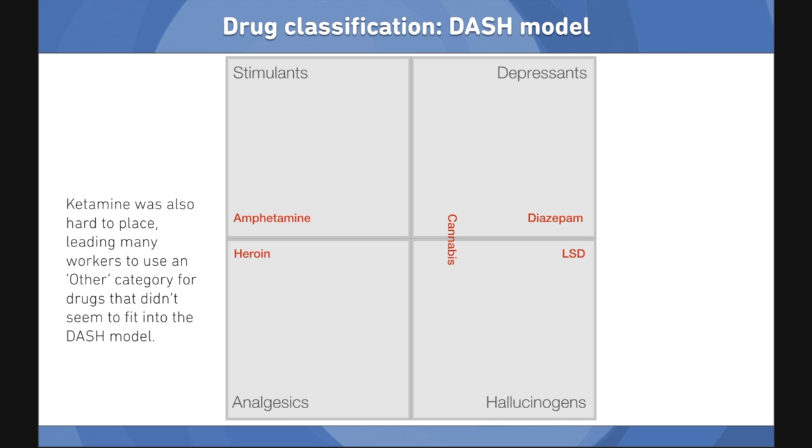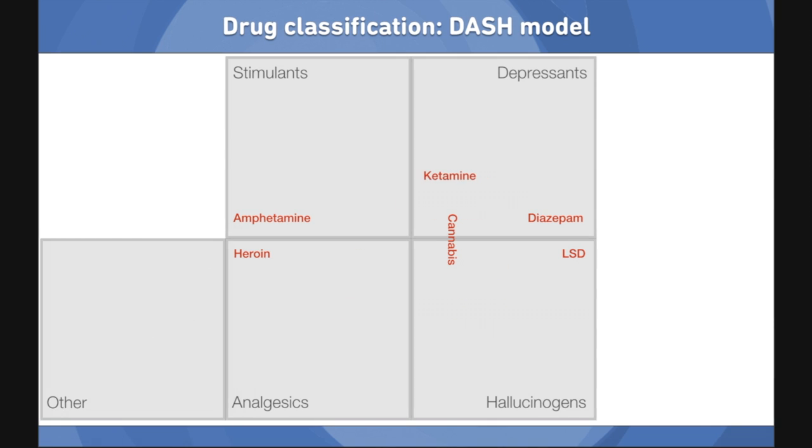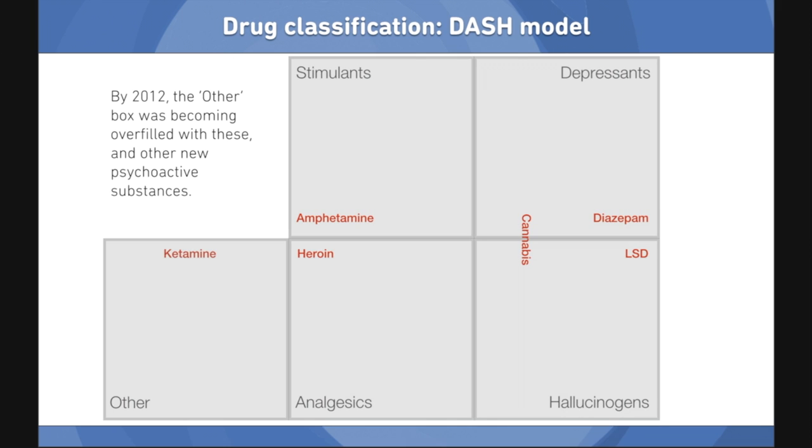Ketamine was also hard to categorise as it fit into various groups. It increases heart rate, yet it is a central nervous system depressant and can lead to unconsciousness. It is a potent painkiller and also causes significant hallucinations. Many drug workers and trainers began to use an other box for drugs that were hard to place.